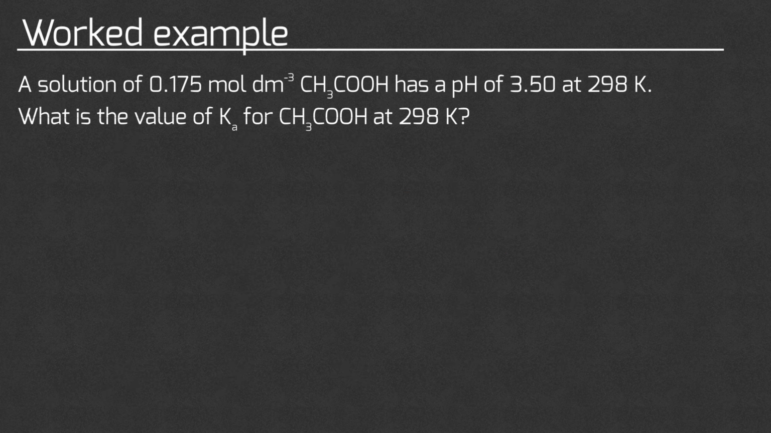So for this question, a solution of 1.75 moles per decimeter cubed ethanoic acid has a pH of 3.5. What is the value of Ka? So we're going to need to start off by writing down the equation linking the pH to the H plus concentration. Once we've done this, we can sub in the values from the question, and then put it in our calculator to get a final answer.